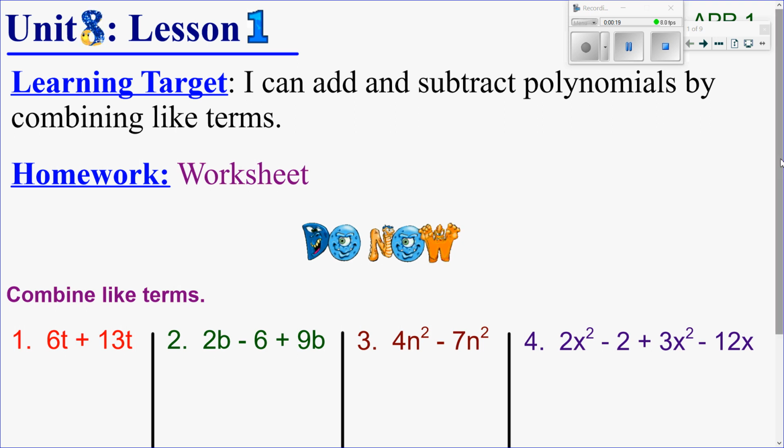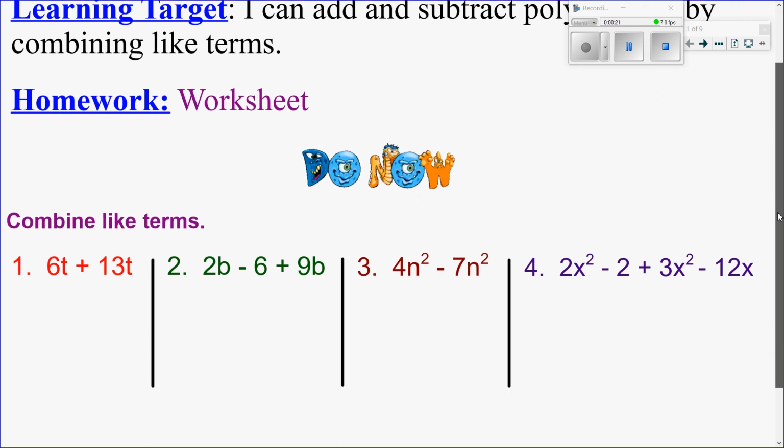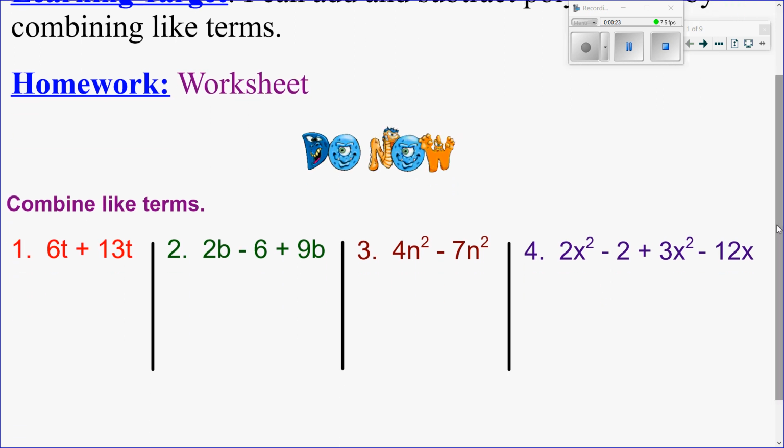And the Do Now just says combine like terms. So I'll give you a little bit of time to do this. Just combine the like terms. You're not solving for anything. There's no equal sign. So go ahead, do 1, 2, 3, and 4, and we'll come back with the answers. Press pause now.